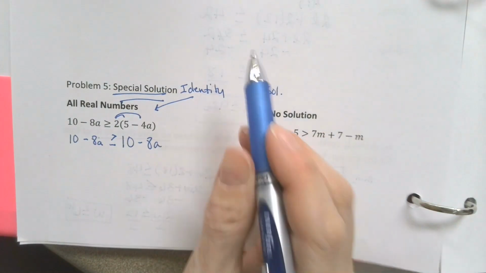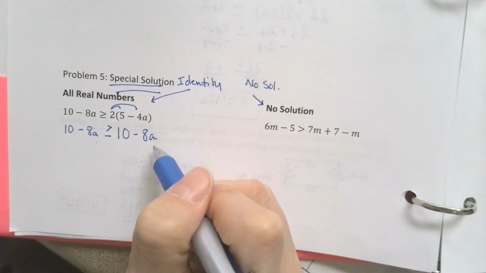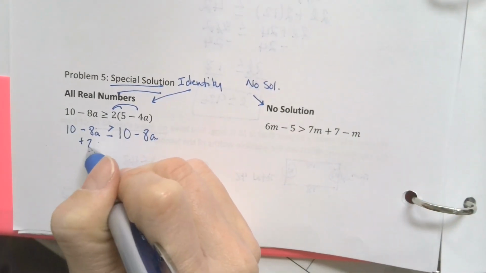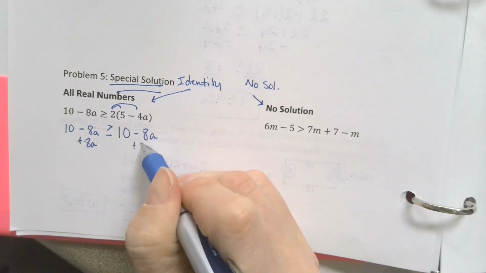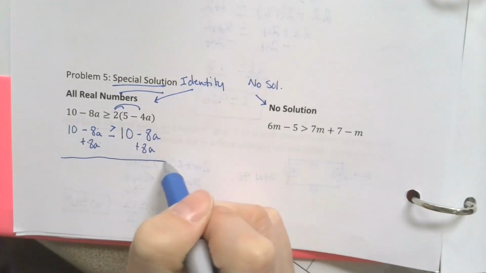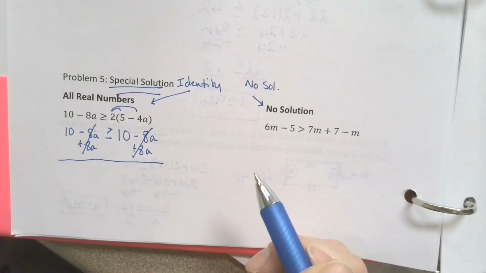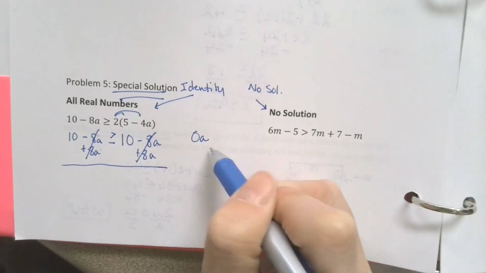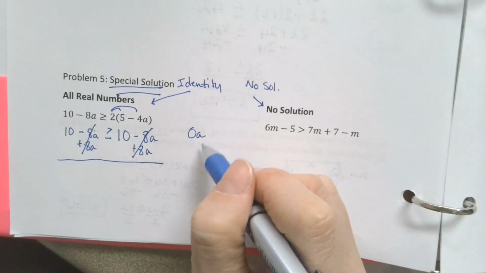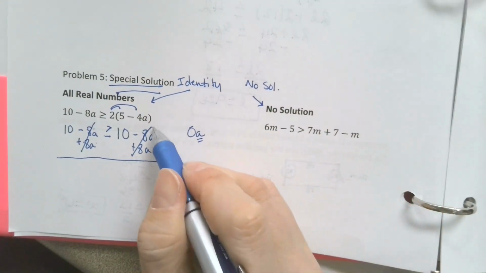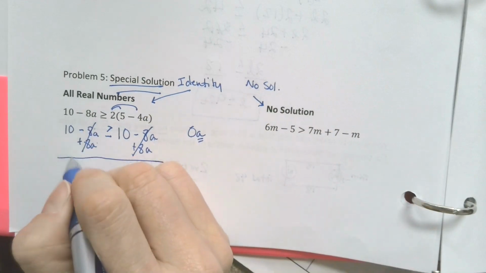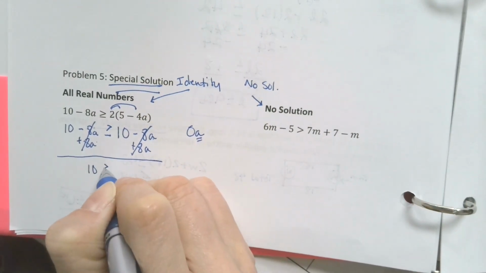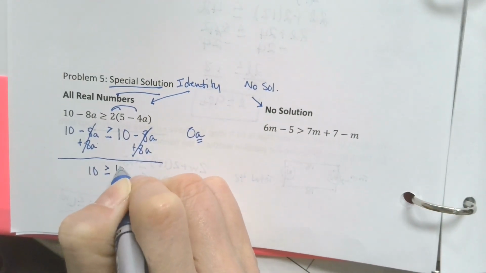All right. Now I'm going to try and get my variable to one side. So I'm going to add 8 and add 8. When I do that, I end up zeroing out my variables. Remember, don't write 0a. Later, it makes you think you can divide by 0. It oftentimes makes you think a is still there. Just get rid of it completely. 10 drops down. 10 is greater than or equal to 10.